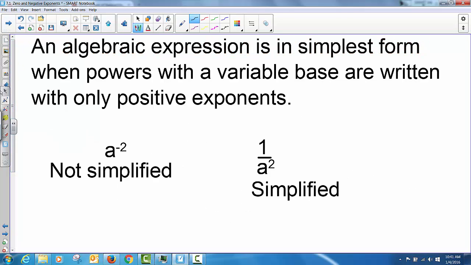An algebraic expression is in simplest form when the powers with a variable base are written with only positive exponents. A to the negative 2 is not simplified because it's not a positive exponent. But if you do what we've been doing and put the negative exponent in the bottom, then it's simplified. Okay? Whenever an exponent crosses the divisor line, it changes the sign from negative to positive or positive to negative. So if I move this back up to the top, it becomes a to the negative 2. If I move it to the bottom, it becomes a to the 2, okay?